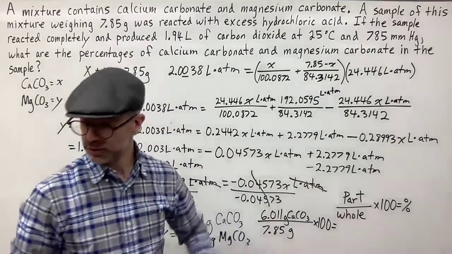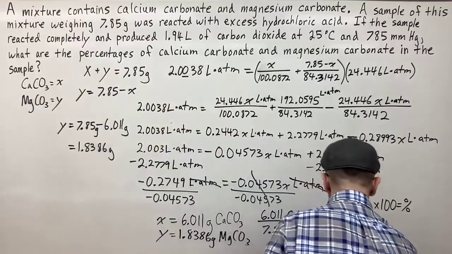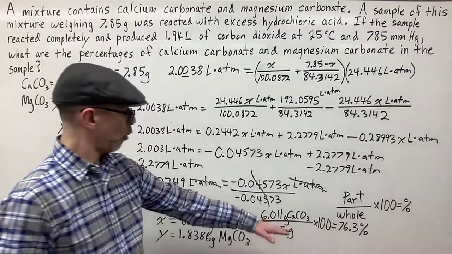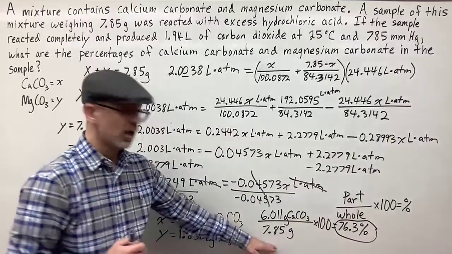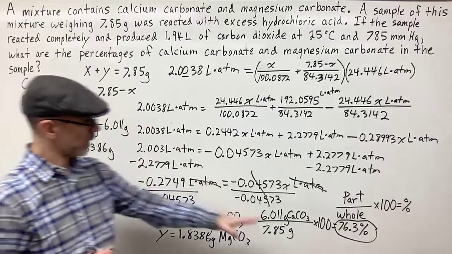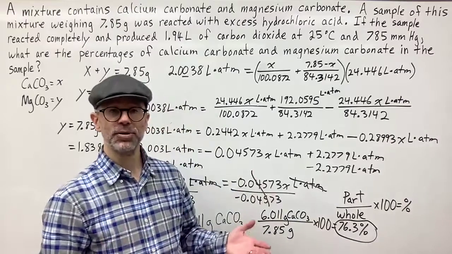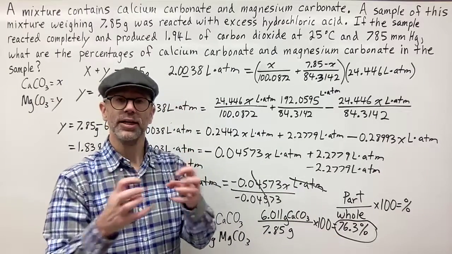And when we do that, we get 76.3. So that's going to be 76.3% for the calcium carbonate. And then you could do the same thing. You could just take y, the y amount divided by the total, multiplied by 100 gives you the other percent. Or you can just subtract this from 100, and that'll give you the percent of the magnesium carbonate, because the two together gives you the whole, right?